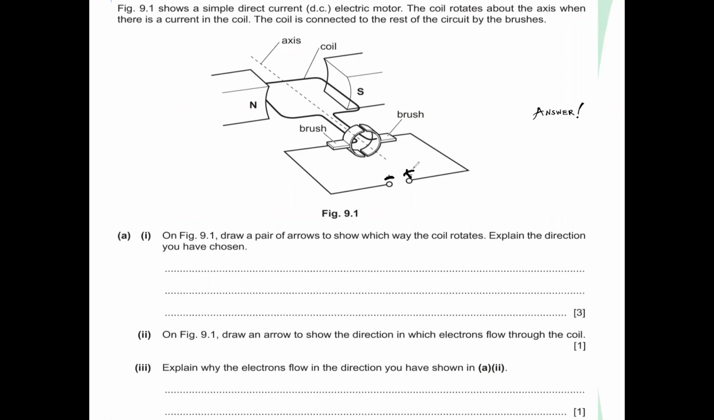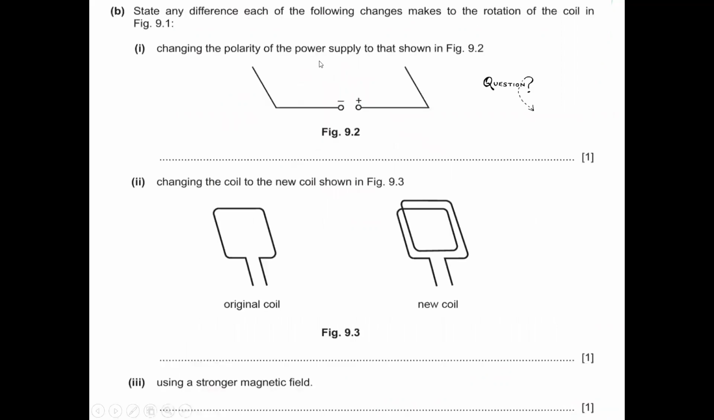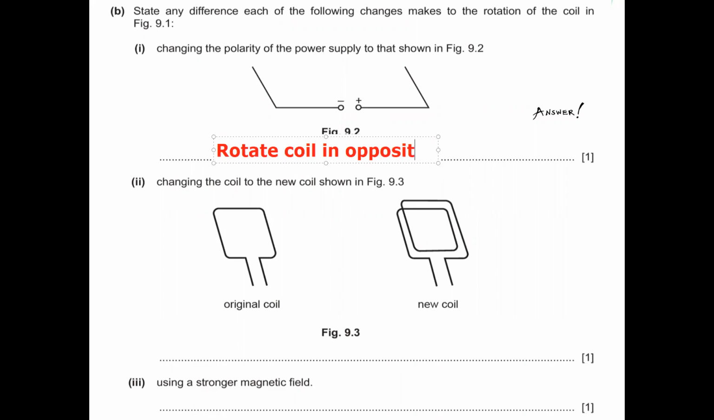So what will be the effect of changing the terminal? If we change the direction of the current, what will happen? The direction of the rotation will be opposite. Like first it was rotating anti-clockwise, then if we change the direction of the conventional current, it will rotate clockwise. So changing the polarity of the power supply, or the direction of the current, will rotate the coil in the opposite direction, or the direction of rotation of the coil will change.